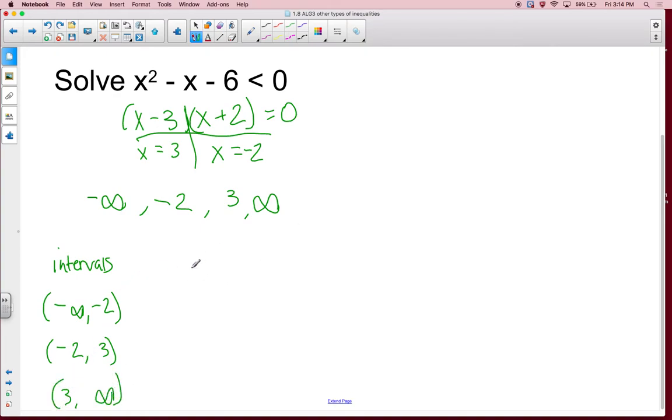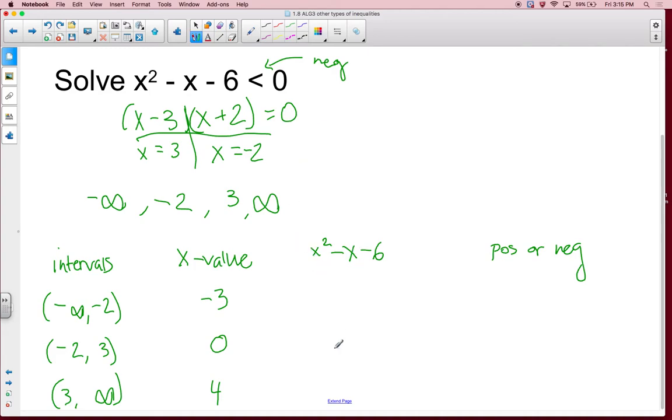Okay, so now what I'm going to do is pick an x value that is in each interval. If I pick a value in this interval, I'll pick -3 here. In this one, the easiest one would be 0. And in this one, 4. Then I'm going to plug it into my quadratic, x squared minus x minus 6, and say if it is positive or negative. In this case, we want it to be less than 0, so therefore, we want it to be negative, because less than 0 is negative, right? So if it comes out to be negative, then it will satisfy this inequality and that will be part of our solution.